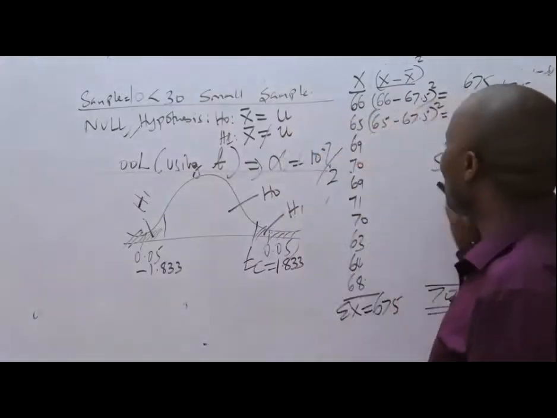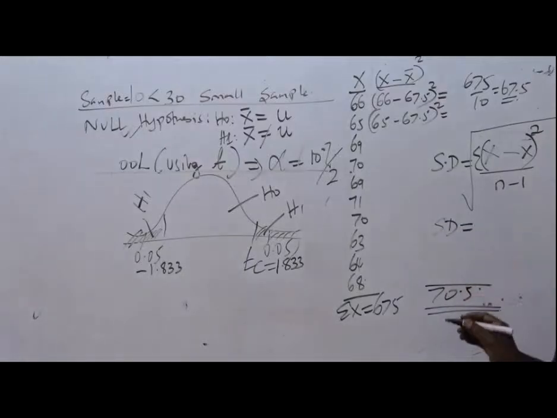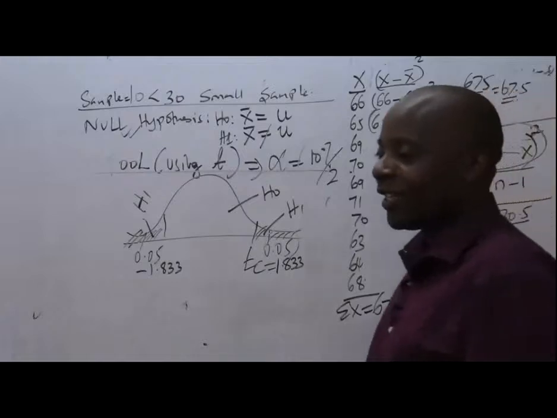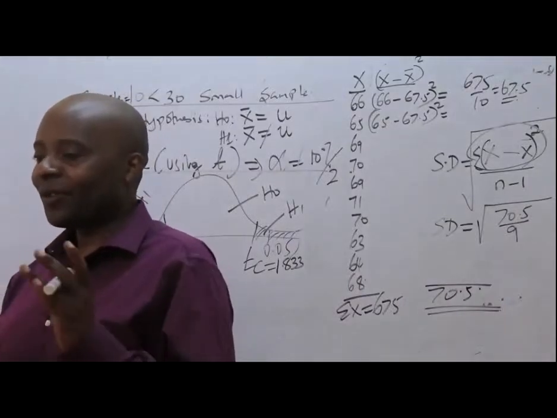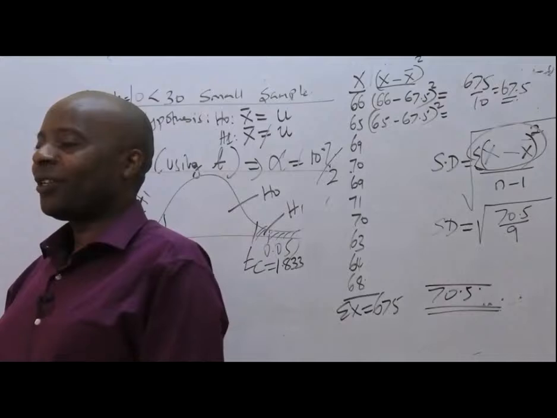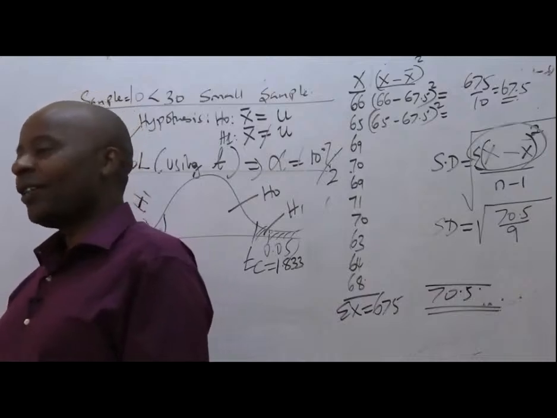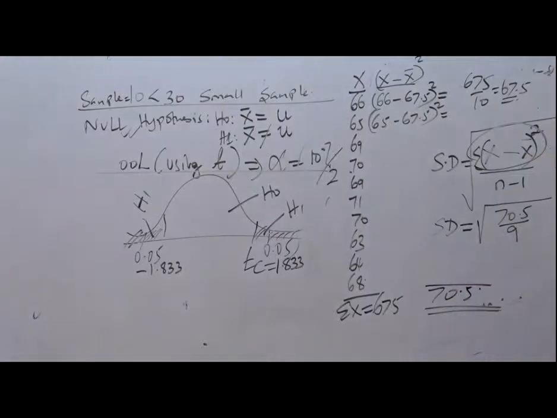So then come and feed onto this formula, and then you give me the standard deviation. So the standard deviation here will be equal to the square root of 70.5 all over 9. Why 9? Because of 10 minus 1. So 70.5 divided by 9, whatever you get, you give us the square root.